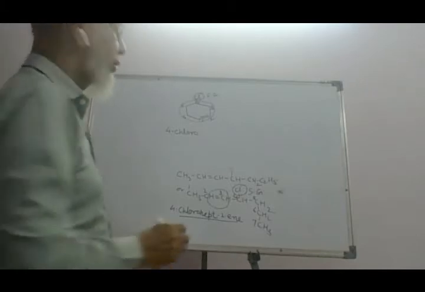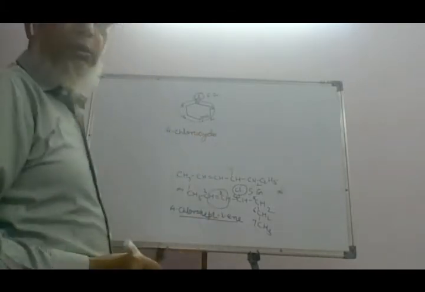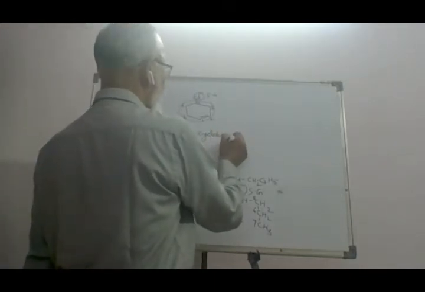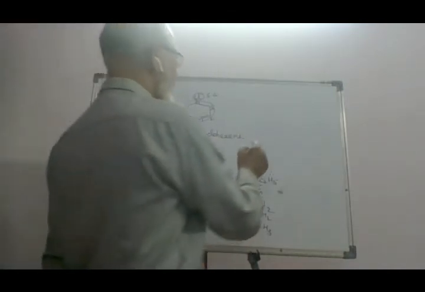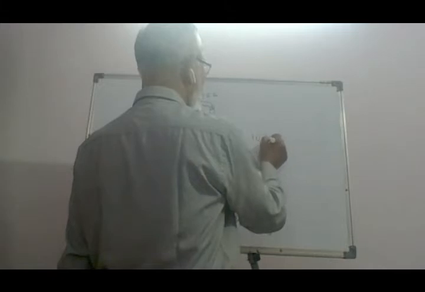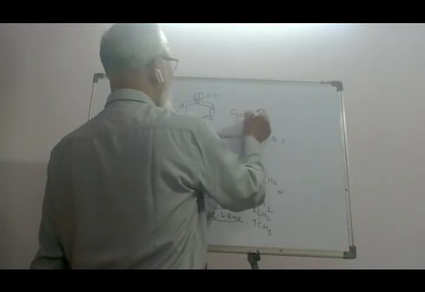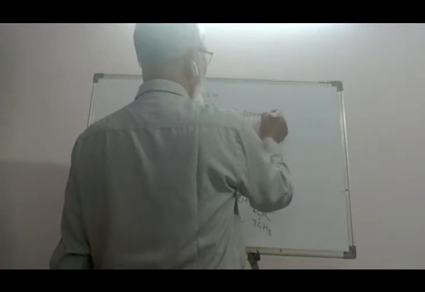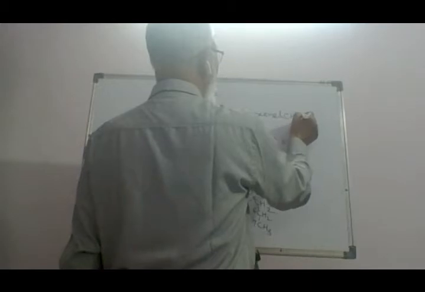Then the primary prefix, cyclo. Word root, hex, and it will become "-ene": 4-chlorocyclohexene. This is your IUPAC name. And if you give it a common name, it will become cyclohexenyl chloride.